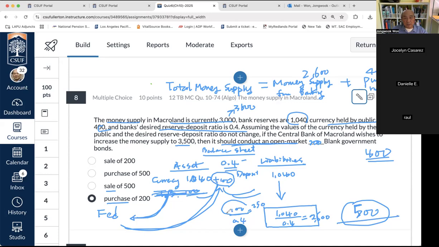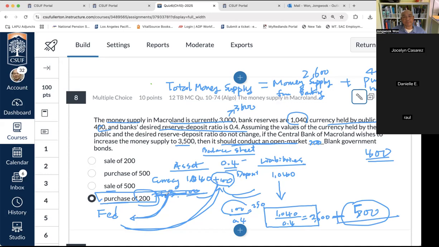But this problem is difficult. I'm not asking how much you have to find out, but at least to increase money supply, they have to execute what? Open market purchase. Do you agree? Purchase bonds and give more money to the bank. Then they can increase this amount by 500 more. Any question on this? Open market purchase, open market sale?